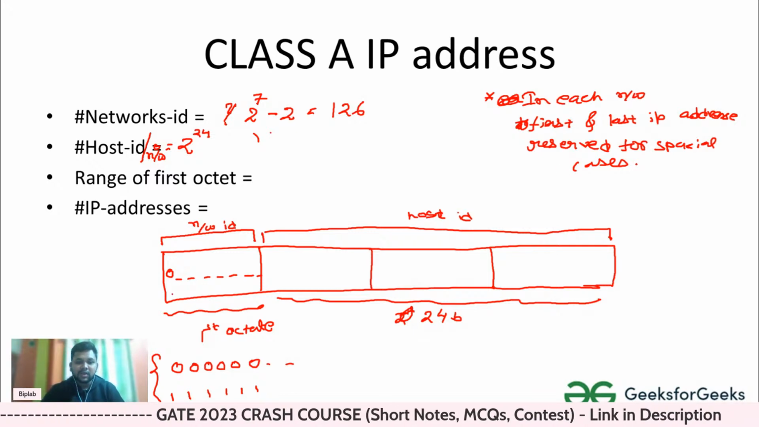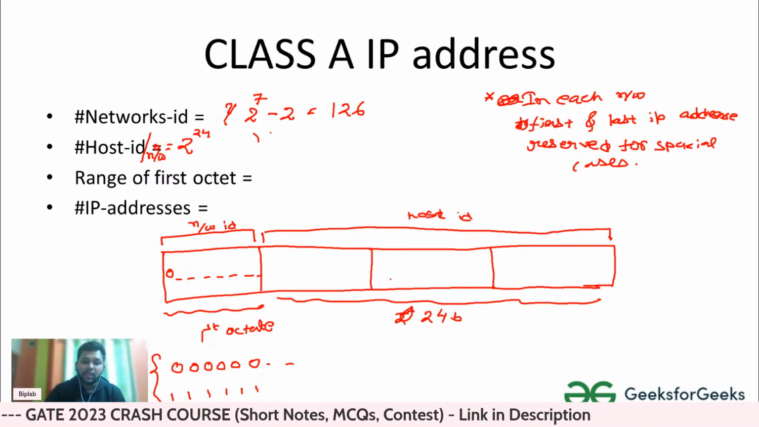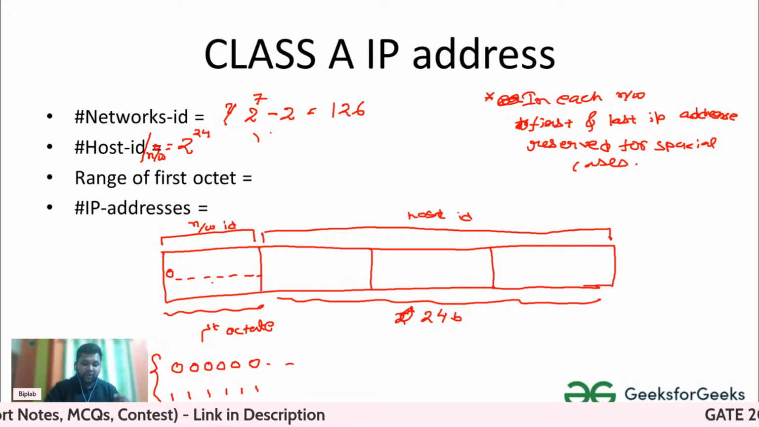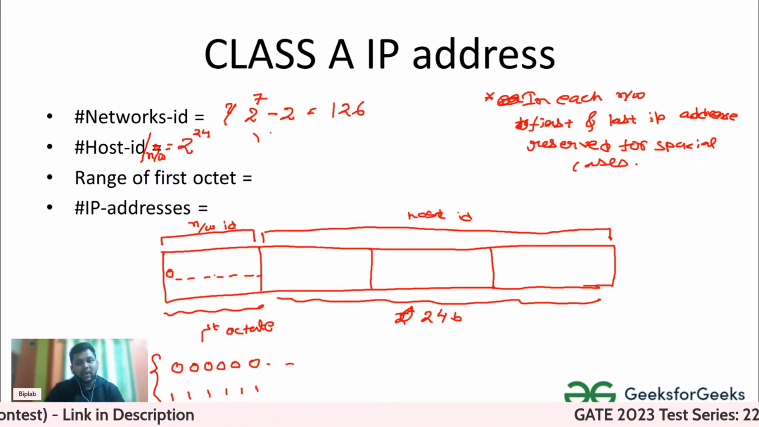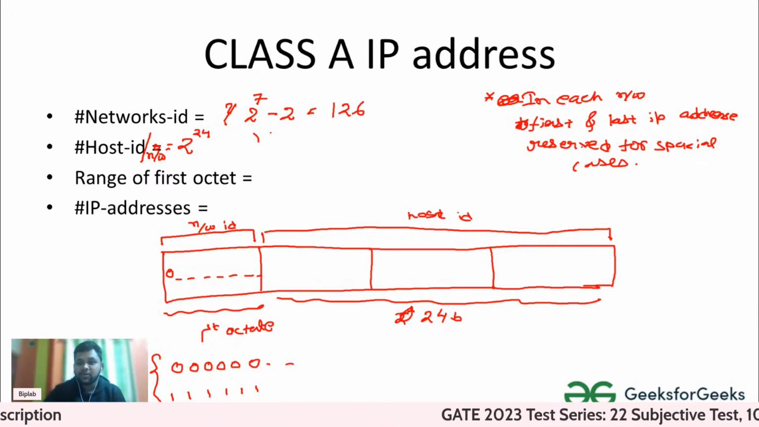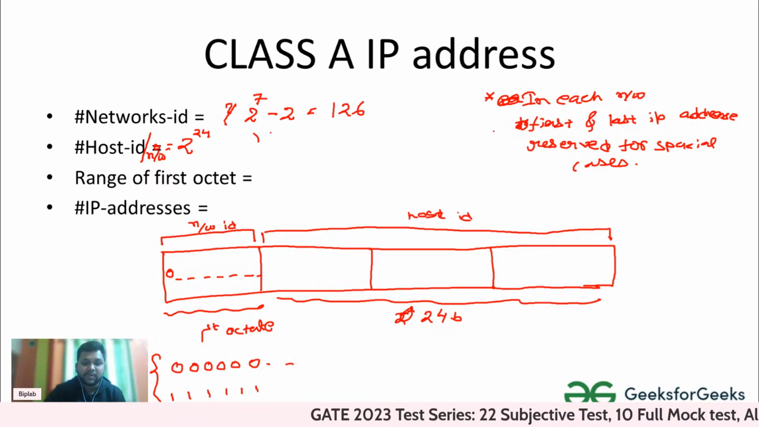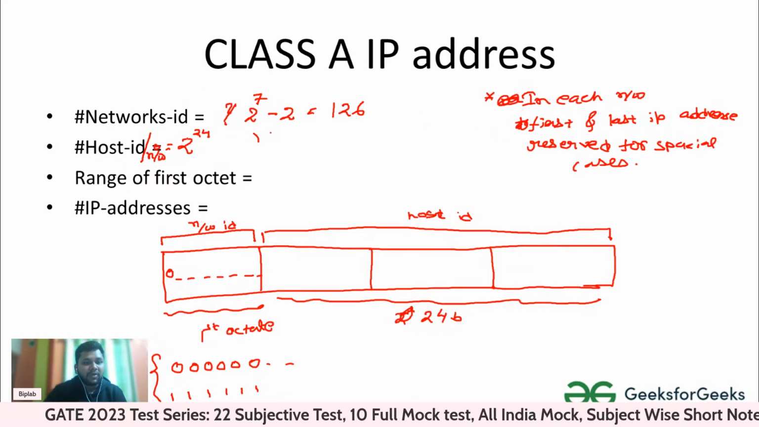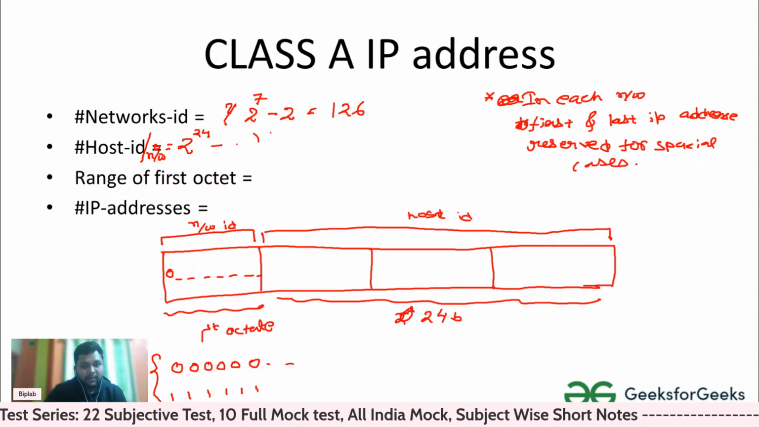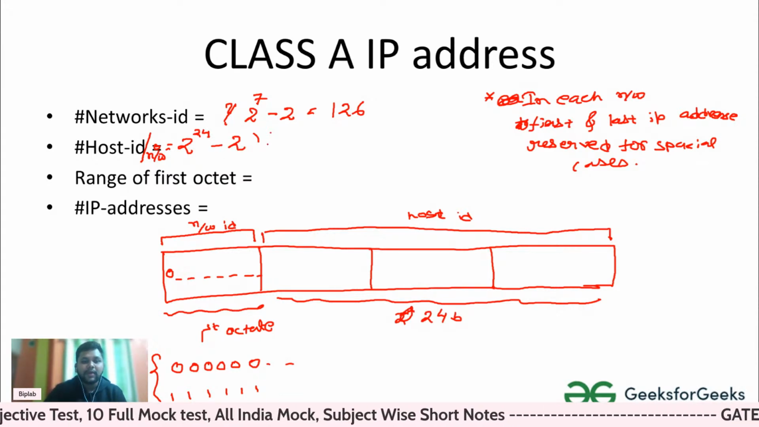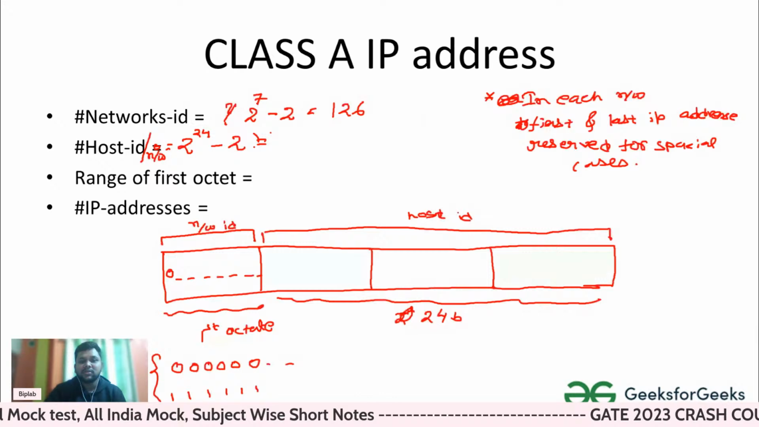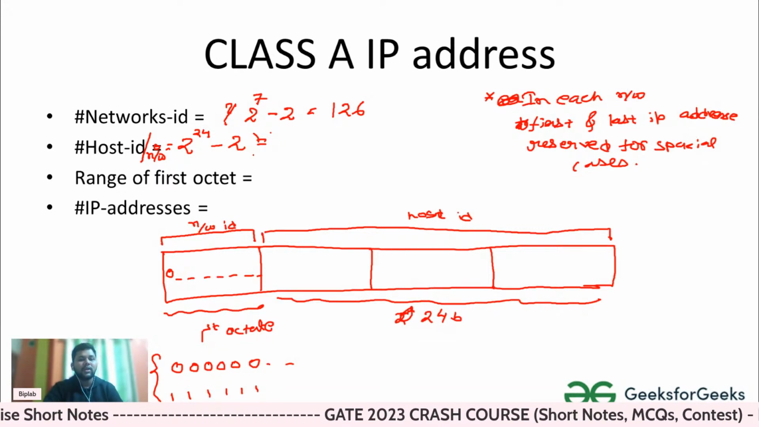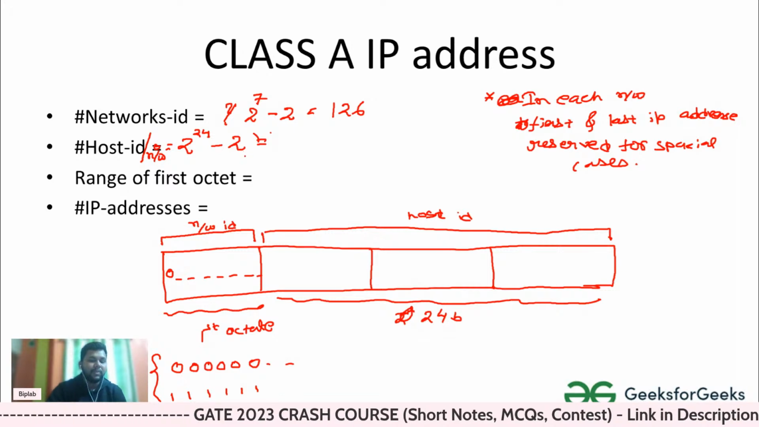Now, when all are zeros and all are ones, that is one special case. And again, for each network, you fix the first and last node as special cases. So in each network, this is the possible number of IP addresses, and you have to subtract 2 because these two are used for special cases. So this is the total number of possible host IDs.